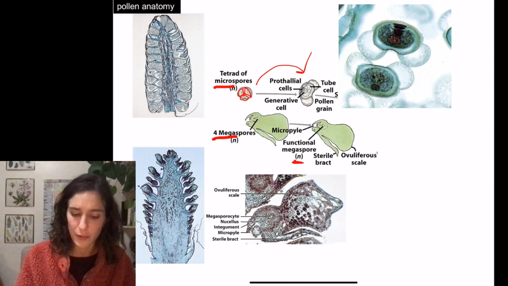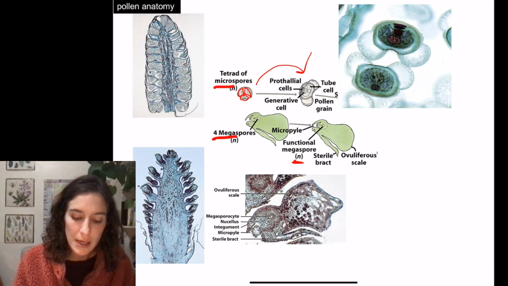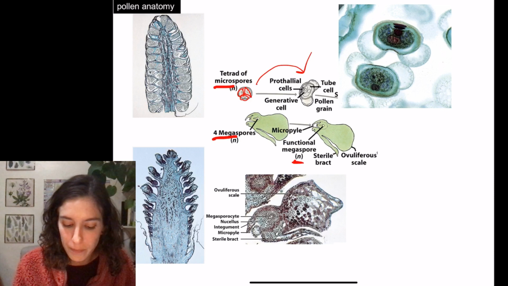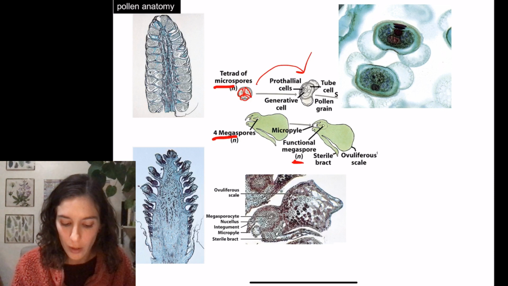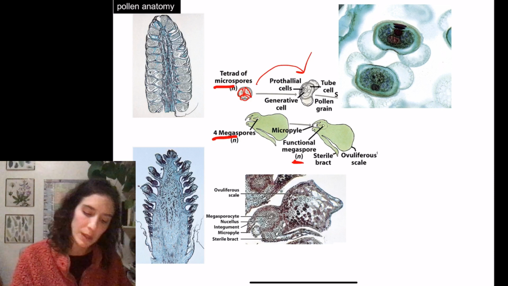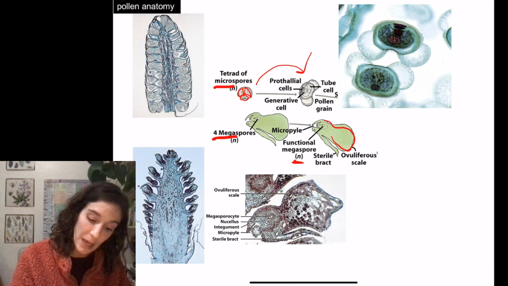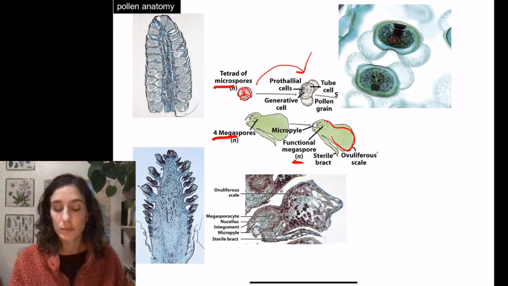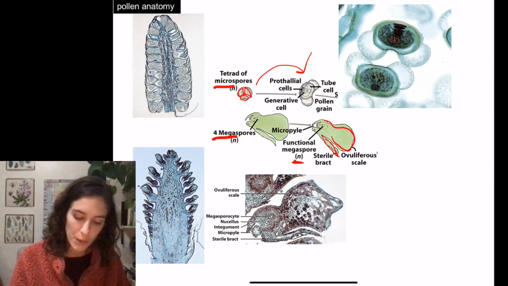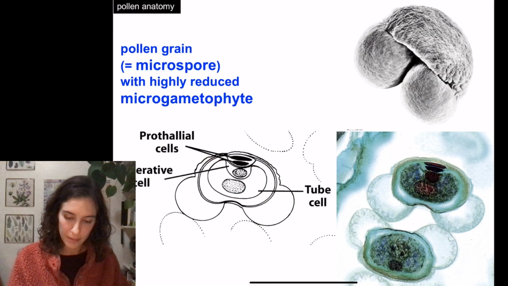The other big difference between the male and female structures here is that the megaspore is attached to this usually quite heavy-duty ovuliferous scale, which itself has this bract. So more on that in a little bit.